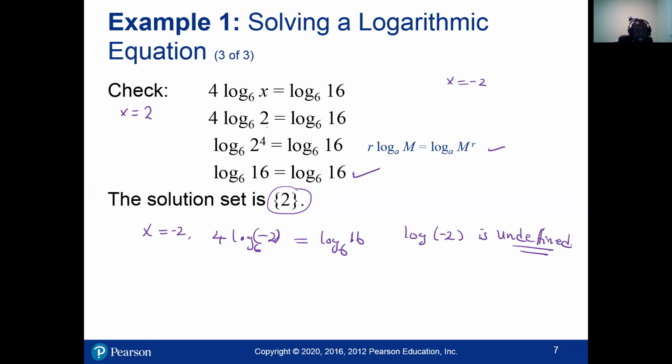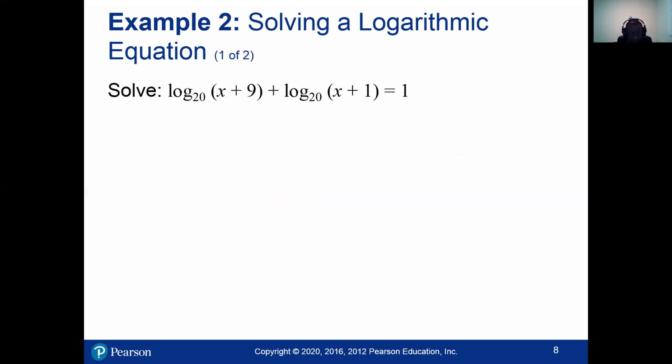All right, here's the next example. Solve the equation log base 20 of (x plus 9) plus log base 20 of (x plus 1) equal to 1. The base is 20 in each of these two terms on the left-hand side. To find the domain, we have to pick each of them: x plus 9 must be greater than 0, and x plus 1 must be greater than 0. Then we find a combination of the two.